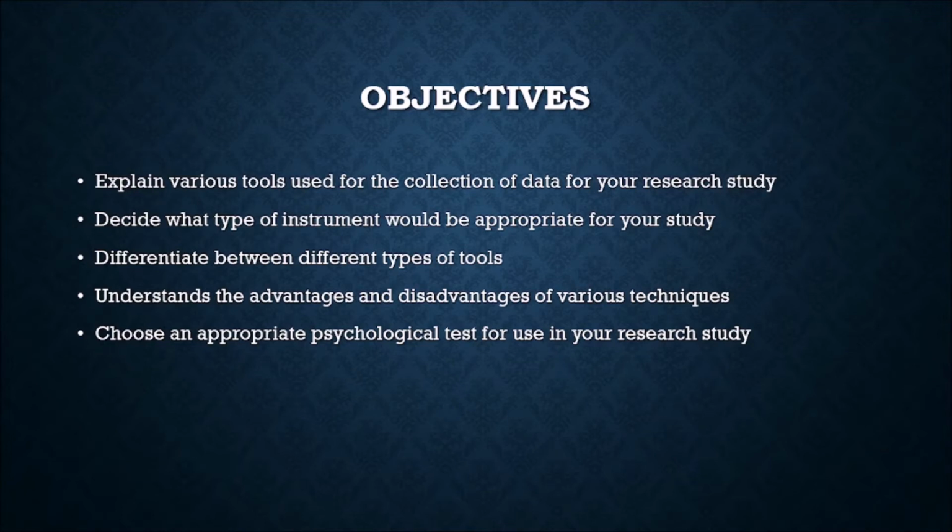Number 1, objectives. After reading this unit, you should be able to: one, explain various tools used for collecting data for your research study; two, decide what type of instruments would be appropriate for your study; three, differentiate between different types of tools; four, understand the advantages and disadvantages of various techniques; five, choose an appropriate psychological test for use in your research study.